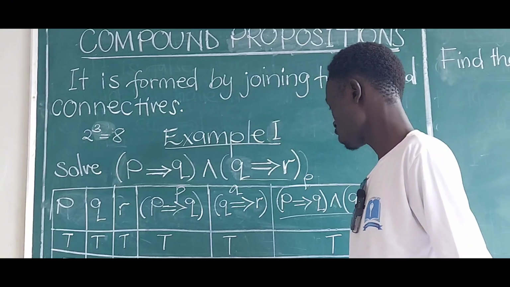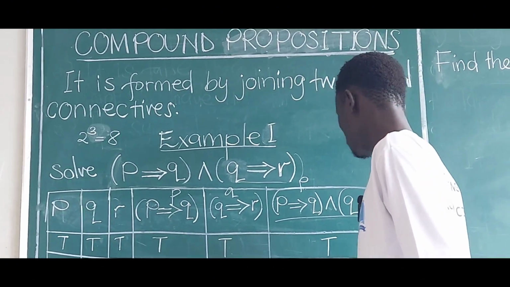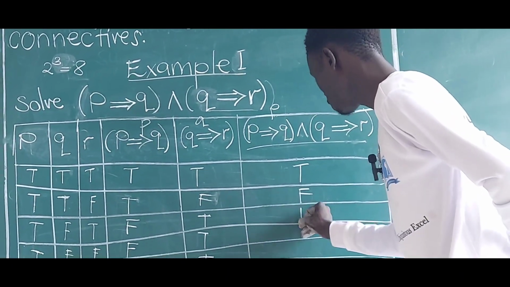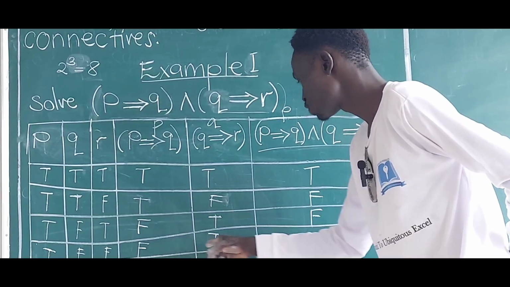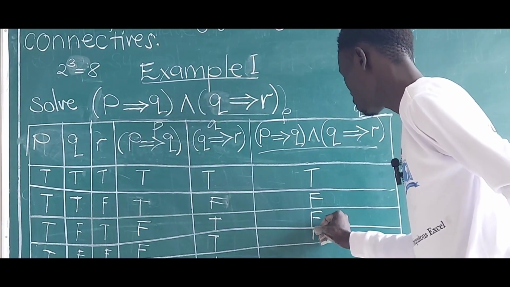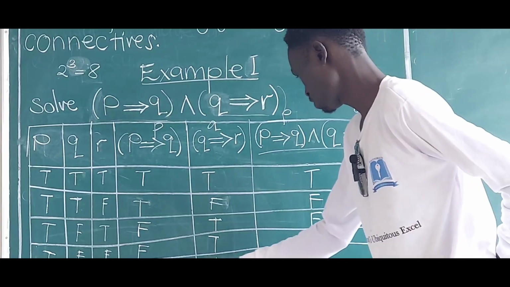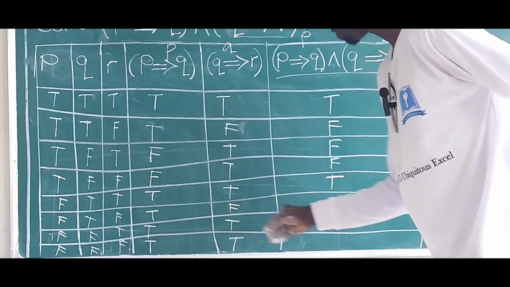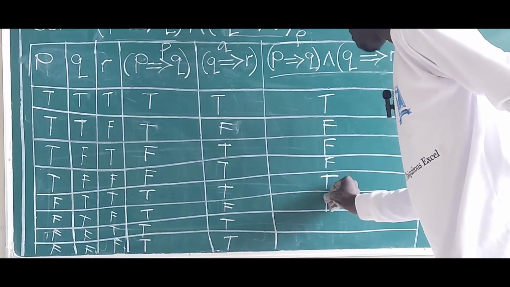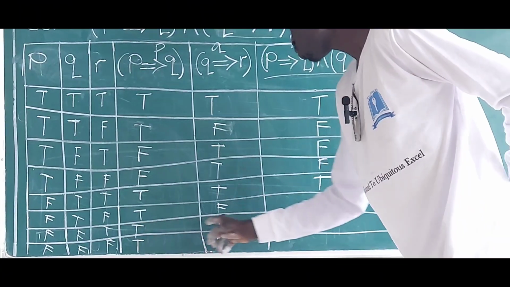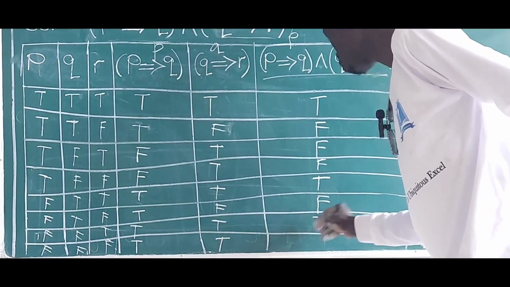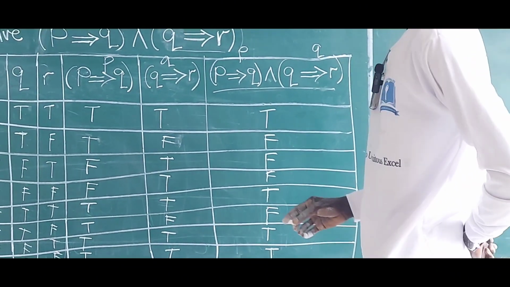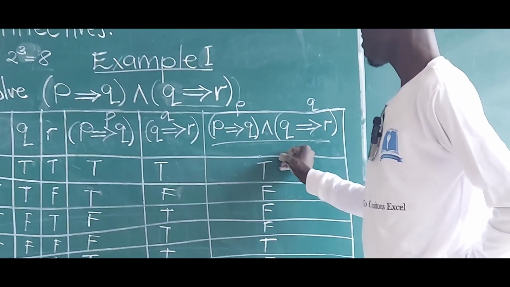true. This one, it is true, false. It is false. It is false, true. It will also be false. It is false, true. It will also be false. Okay. It is true, true. It will also be true. It is true, false. It will also be false. Okay. It is true, true. It will be true. It is true, true. It will be true. So, student, our answer is this.